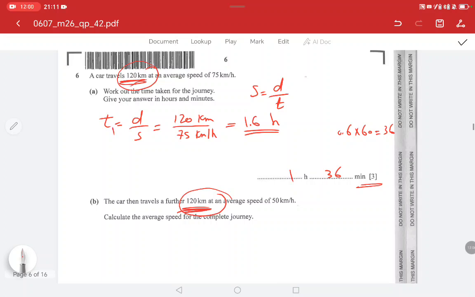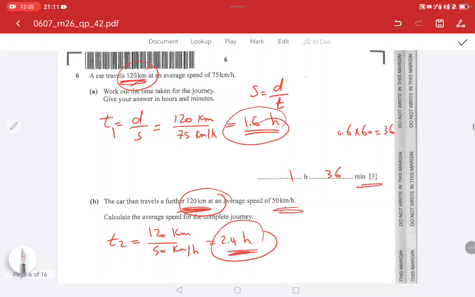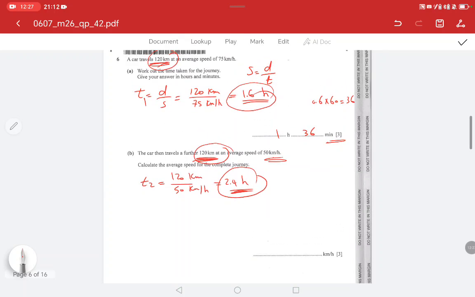You already have the first time, so you need to find the second time first. So let's find the time in this case. The time again, 120 kilometers divided by the speed, which is 50 kilometers per hour. So 12 divided by 5, which is 2.4 hours. So now I have the total time, 1.6 plus 2.4.